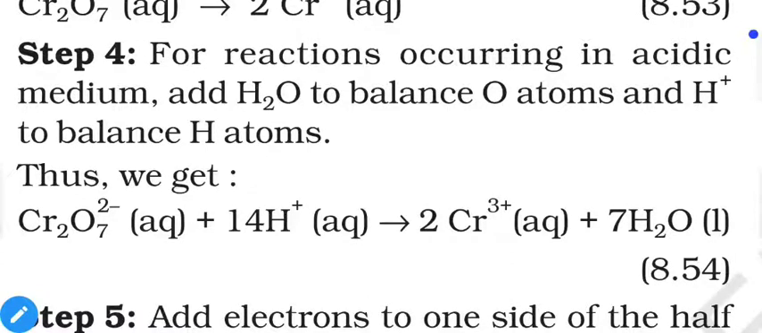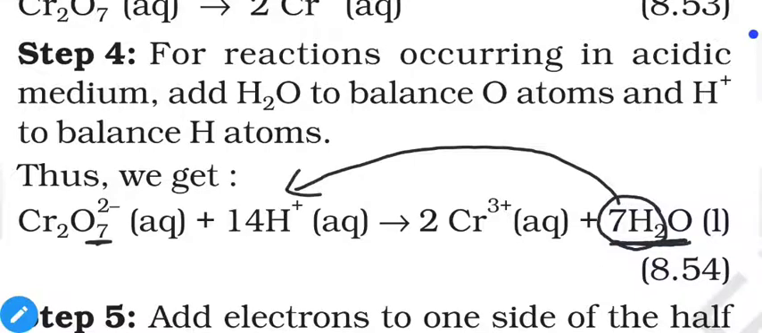First, to balance oxygen we add water molecules, and later to balance hydrogen we add H+ because the medium is acidic. Before this we have 7 oxygens. To balance 7 oxygens we add water molecules on the other side, so we add 7 water molecules. With the addition of 7 water molecules we have 14 hydrogen atoms as well. To balance the hydrogen atoms we will add 14 H+ on the other side.